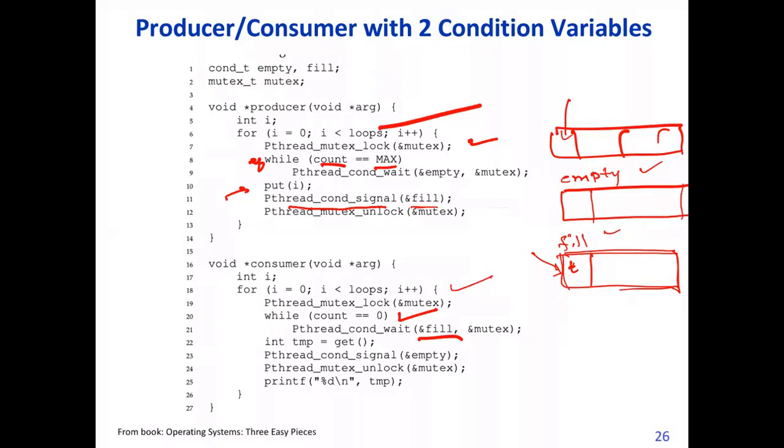Okay, if it is non-zero, then it will get the item from here, because the buffer is non-empty. Then it will signal to empty. It means that it says my slot is available, now you can fill it if required. So the logic is quite simple, right?